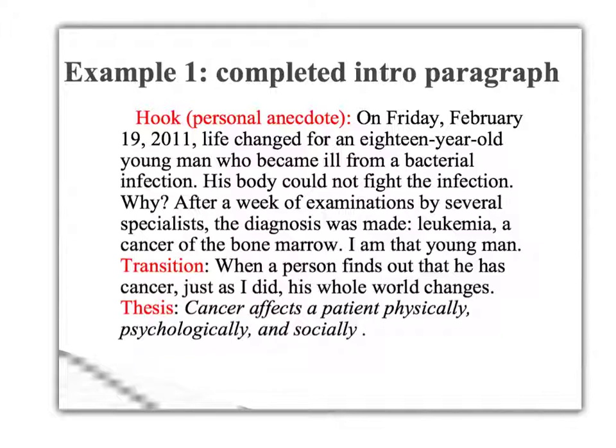So you can see he hooks the reader with his true story that he was diagnosed with cancer. Then, before we get to the thesis, he kind of has a sentence in between connecting why he told the story to the thesis he's about to introduce. And then he actually states the thesis with 3 different aspects of the thesis he's going to talk about.